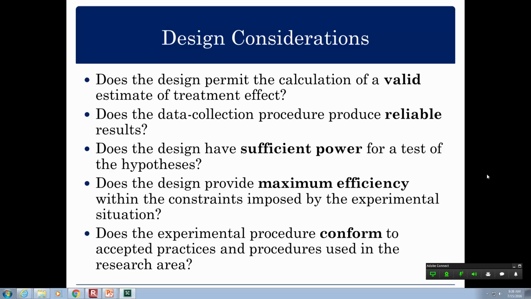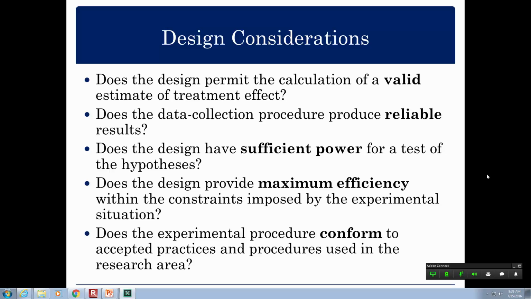At some point, it could be that the sample size required for the competing designs is the final say. This one requires 150 subjects. This one only requires 100. I'm going to go with the one that has the maximum efficiency under the constraints imposed by my experiment.